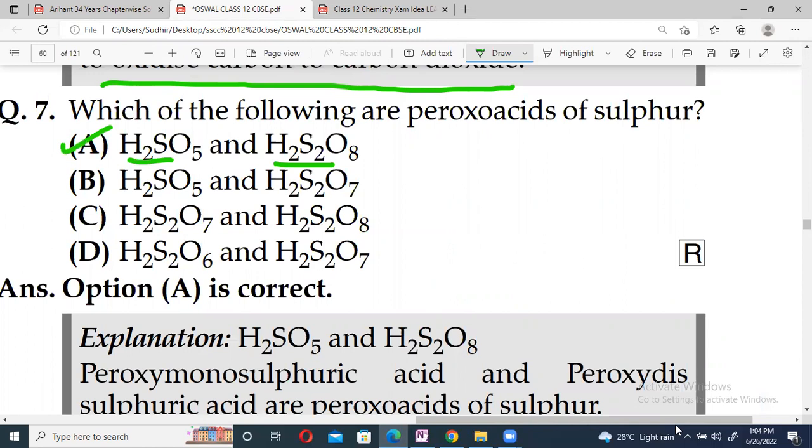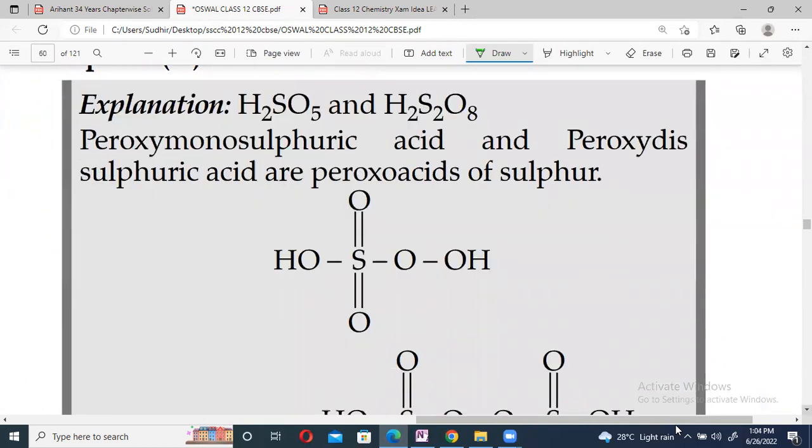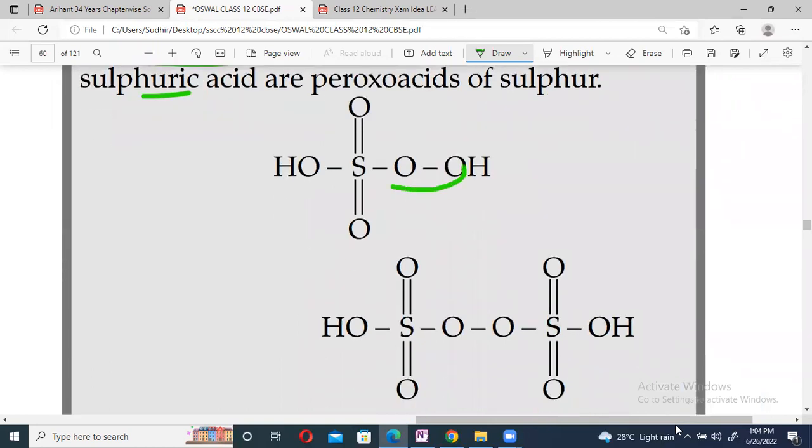Answer is A. Explanation is also given. See, H2SO5 and H2S2O8. One is called peroxomonosulfuric acid, this one, and peroxodisulfuric acid is this one. Both have a peroxy bond. See, oxygen linked with oxygen.